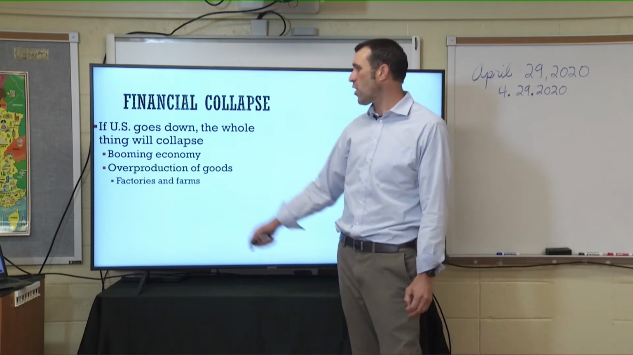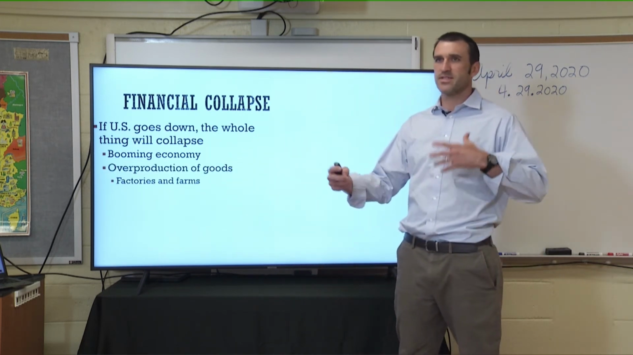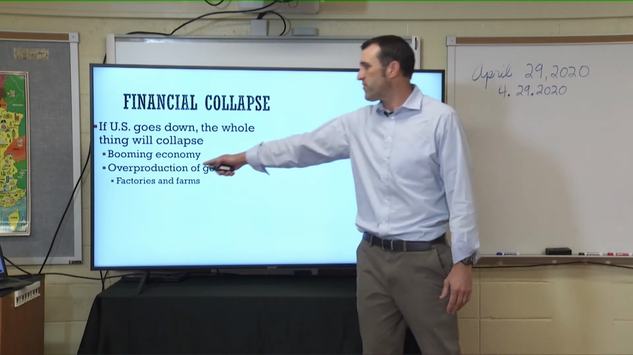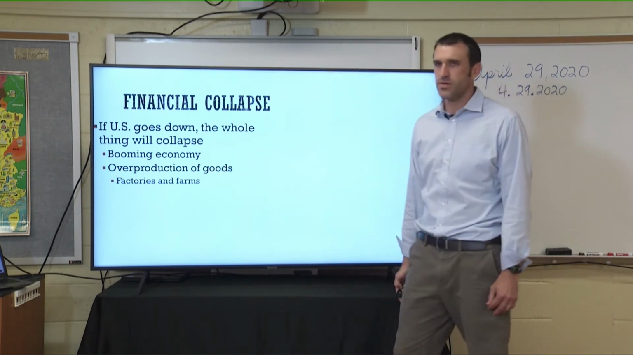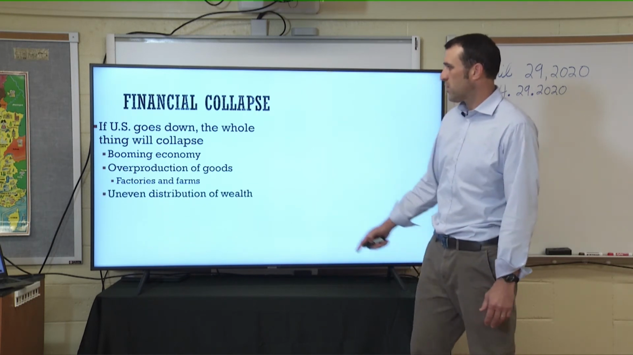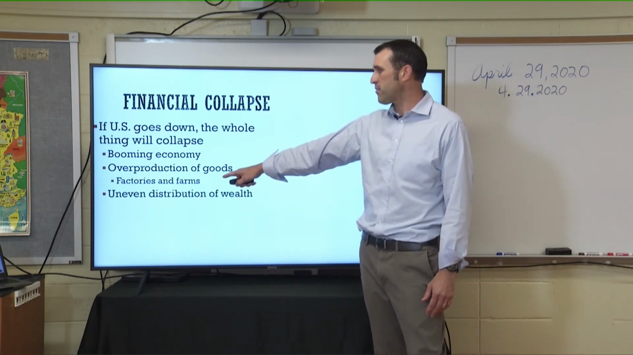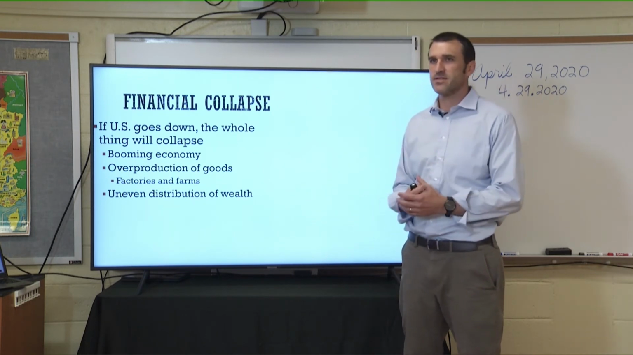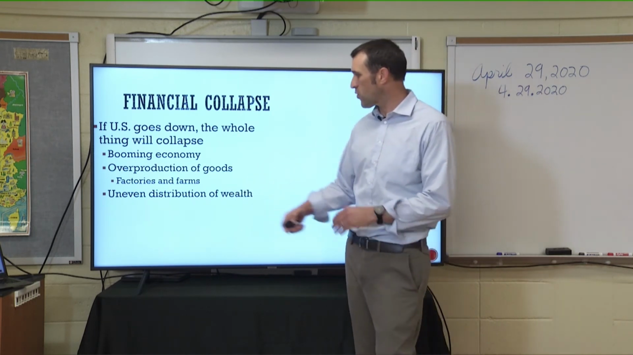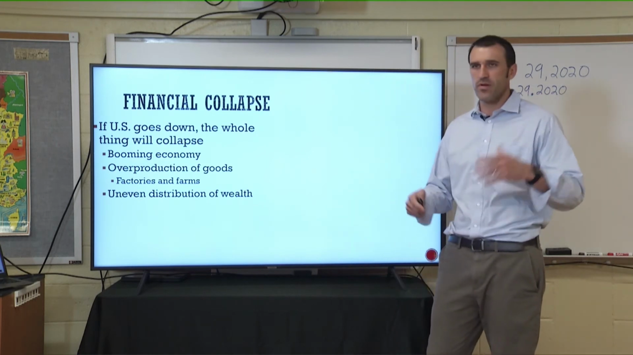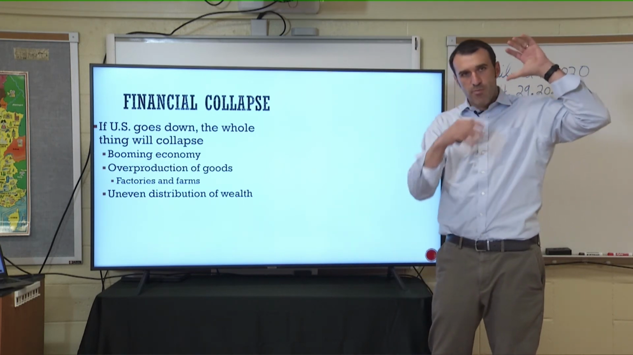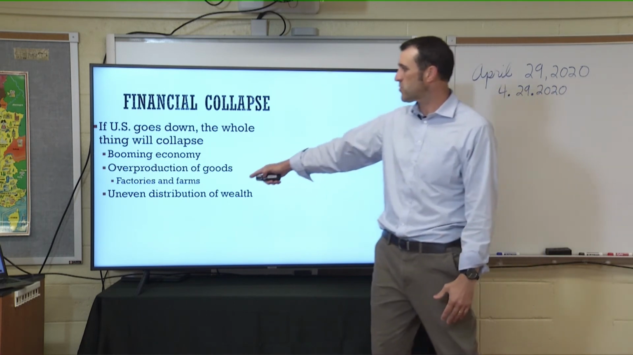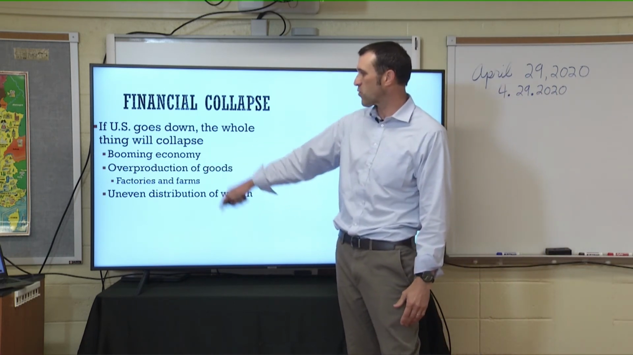And there was a severe overproduction of goods. People saw this as an opportunity to make a bunch of stuff, sell it, get rich. And when factories and farms begin to overproduce goods, well, what ends up happening is there's more out there than people are willing to buy, and the price of that stuff goes down. There was also an uneven distribution of wealth. The wealthiest 5% got wealthier, but the majority of the people still couldn't buy these goods that were being produced.